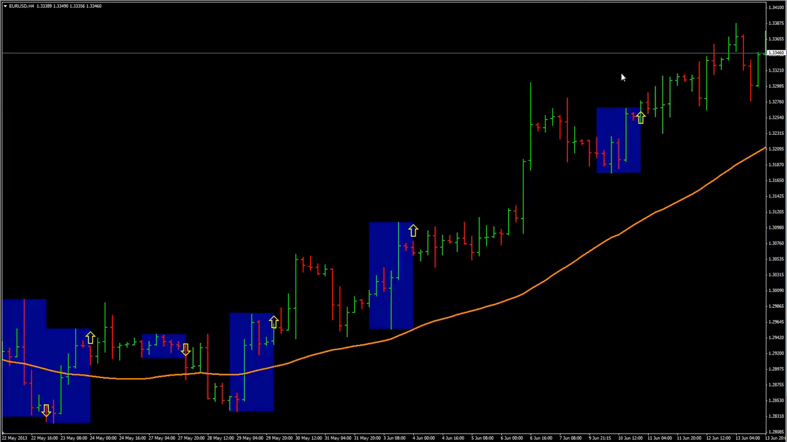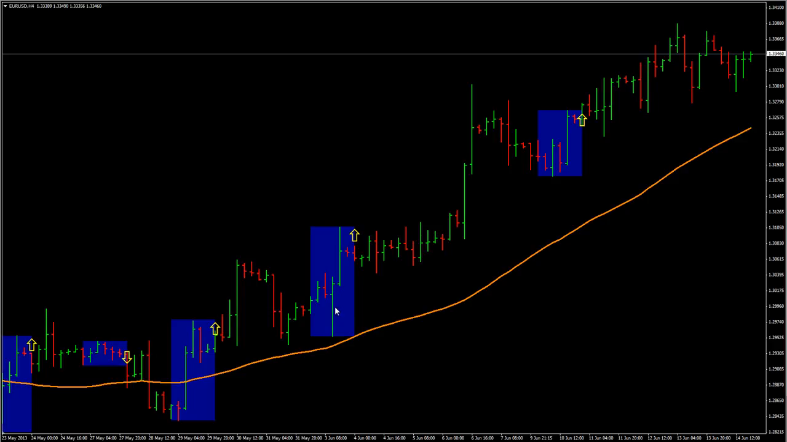So I hope you see the idea behind this method, and that it can work if we wait for the H4 close beyond the daily engulfing resistance or support.